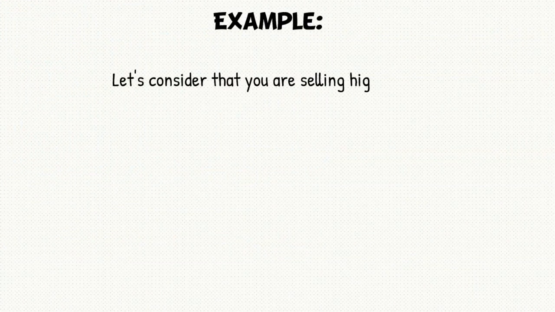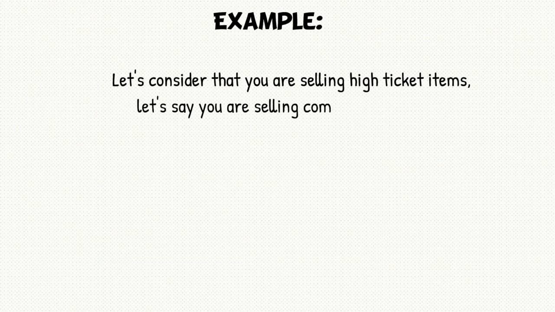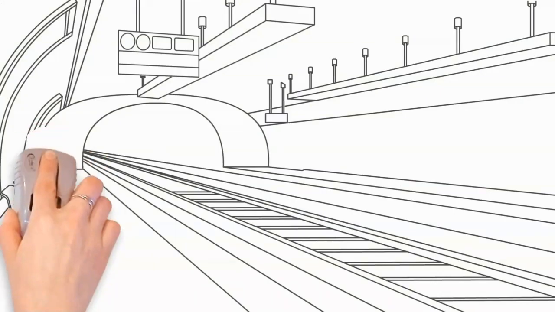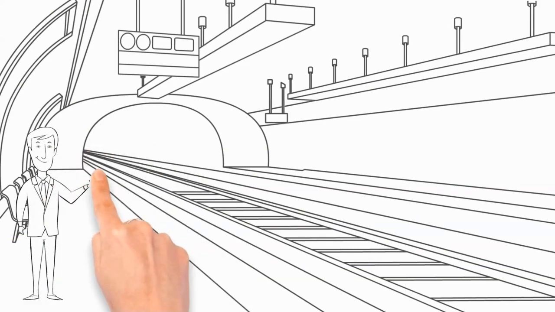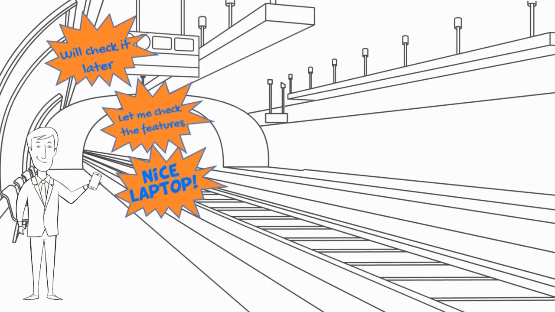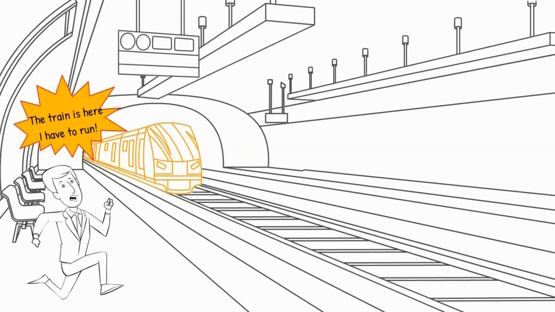Let's consider that you are selling high-ticket items. Let's say you are selling computers at $1,000. A person waiting for his train to arrive saw your ad on his mobile. He liked the PC you are selling, he clicked and went to the website. Most probably, he will not buy directly. He will think a bit, he will check out the features of the PC you are selling, and maybe, just maybe, he will add it to his cart. Then he will close your website because the train came and it's time to leave.